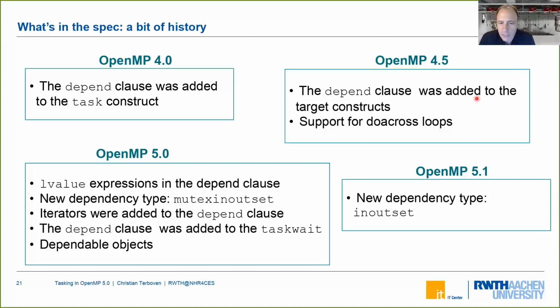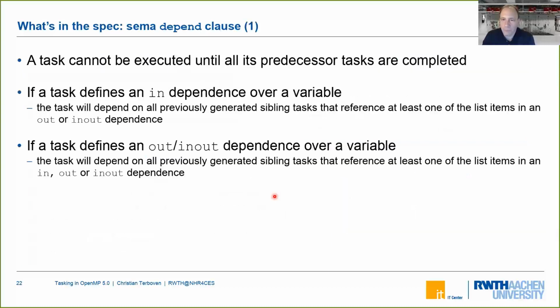OpenMP 5 made task dependencies more powerful. In fact, it included the funniest name in OpenMP, the keyword mutexinoutset, and I have an illustration of that later on. And then in OpenMP version 5.1, recently released, I think before the previous SC, we skipped the mutex as an additional option of inoutset. So let me explain what that means.